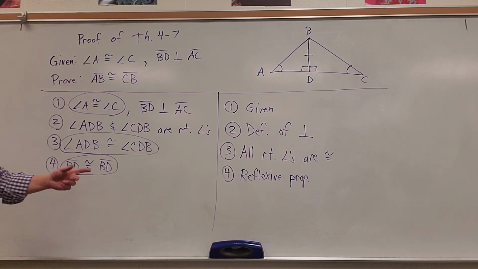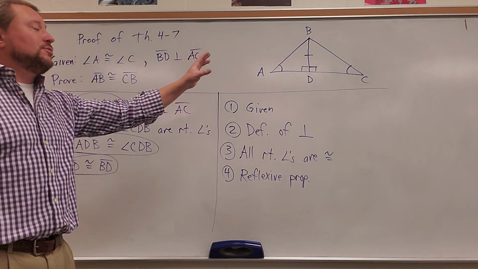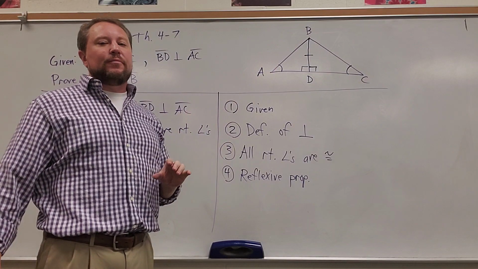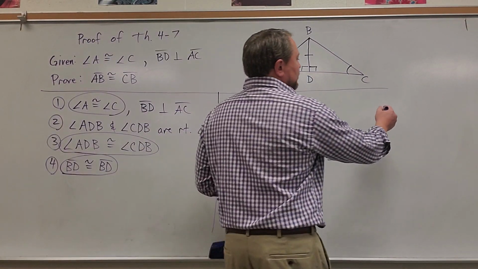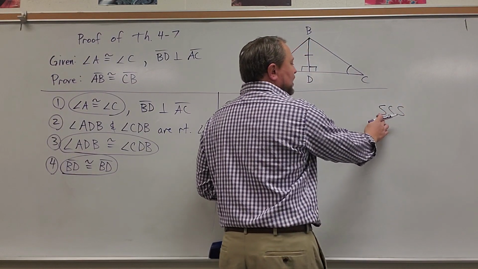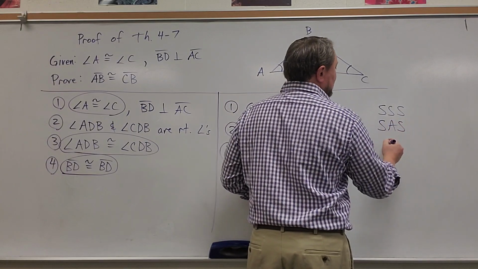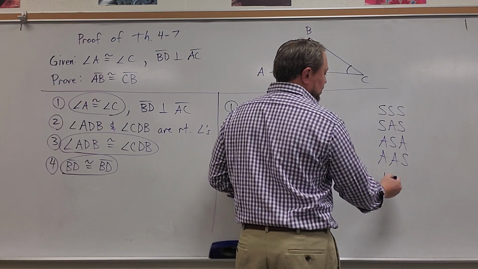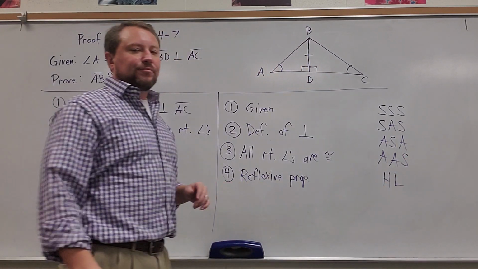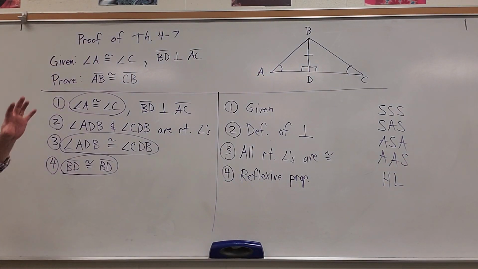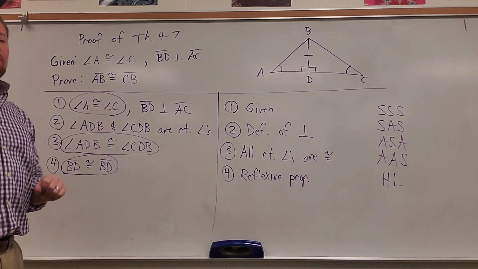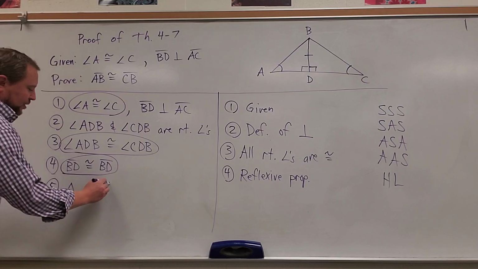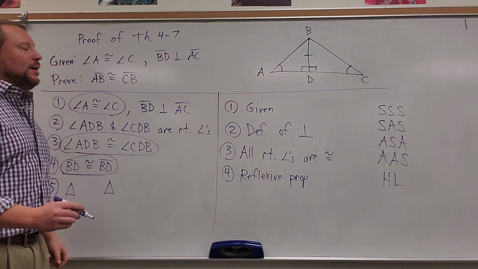And that gives me my last pair of sides, or I should say my last pair of parts necessary to prove the triangles congruent. Remember, we have many different methods now. We've got SSS, SAS, ASA, AAS, and HL. Those are all 5 different ways that we've learned to prove triangles congruent. And we should be able to use one of those in this situation as well.